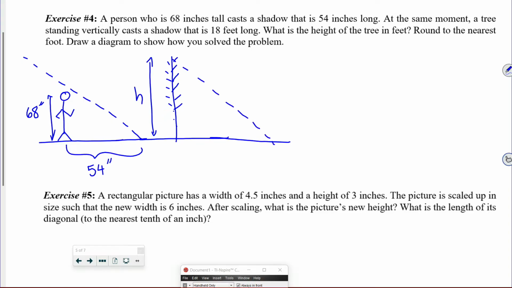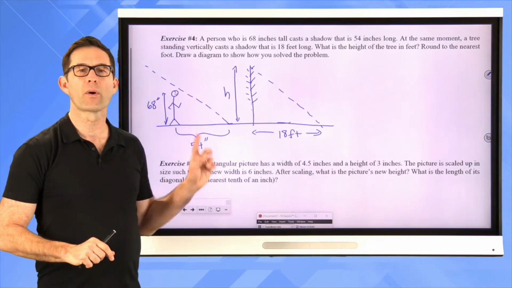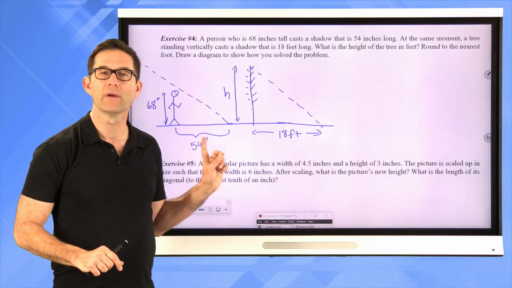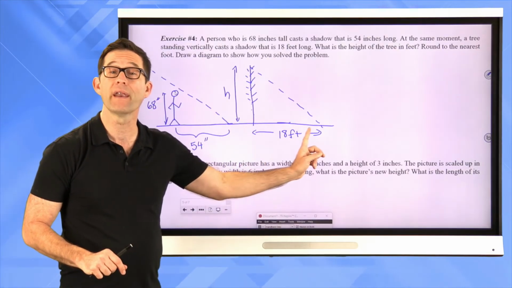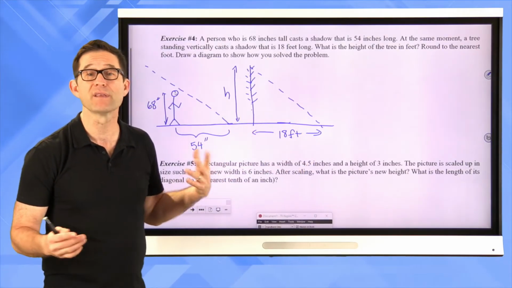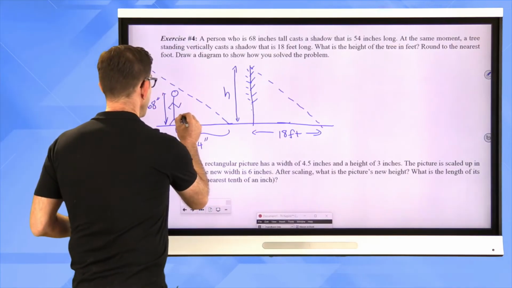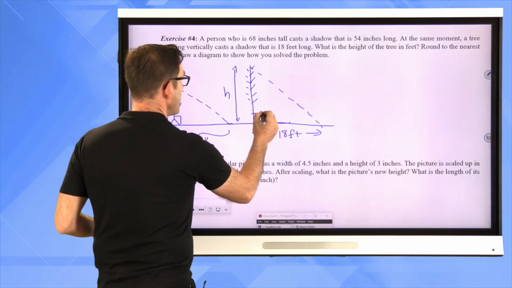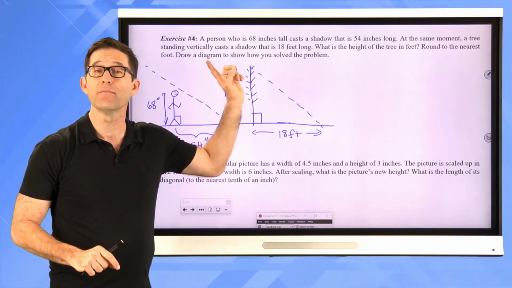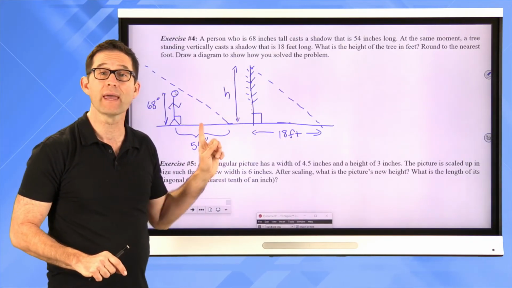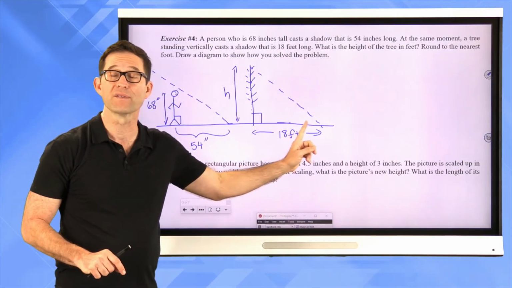All right, which casts a shadow that is 18 feet long. Now the idea is that the triangle formed by the person and the shadow is similar to the triangle that is made by the tree and its shadow. The reason for that is that there's an assumption that this is a right angle and that this is a right angle, and the angle of elevation of the sun, because it's happening at the same time, is the same, so that angle and that angle are the same.